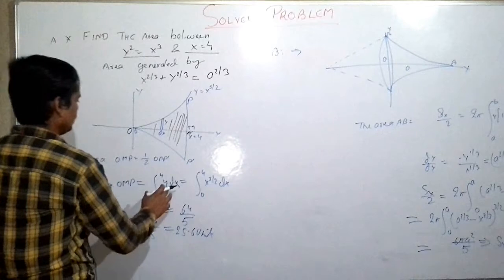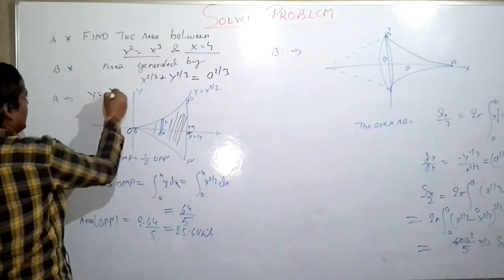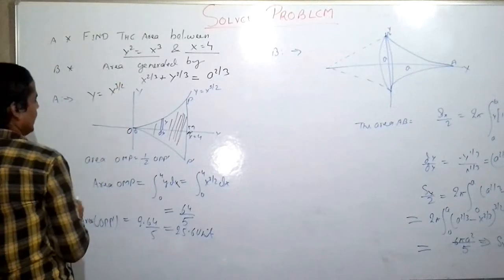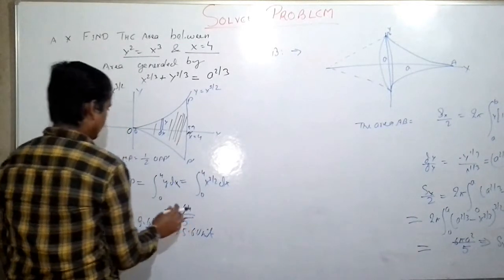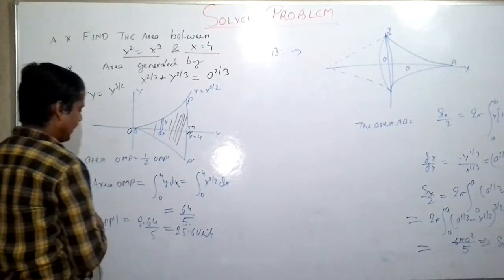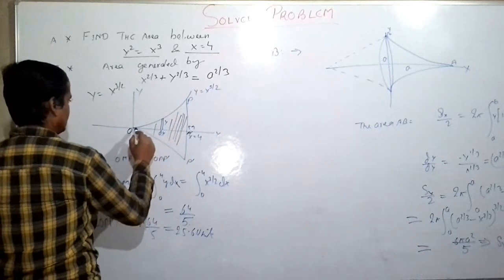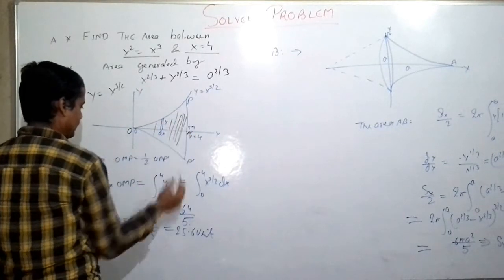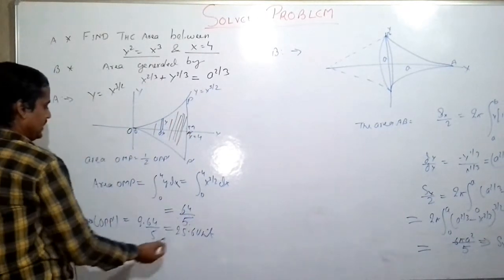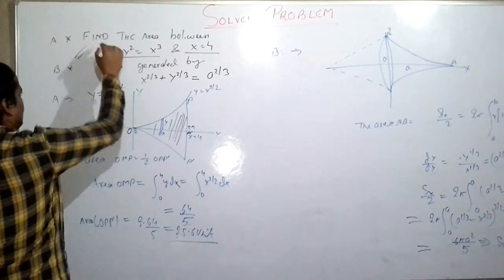Now we substitute the value of y, which is y equal to x to the power 3 by 2, and we solve this integral and we will get 64 divided by 5. Area OPP dash is equal to 2 times area of OPM, which is 64 by 5, and it is 25.6 units. This is the solution of this problem.